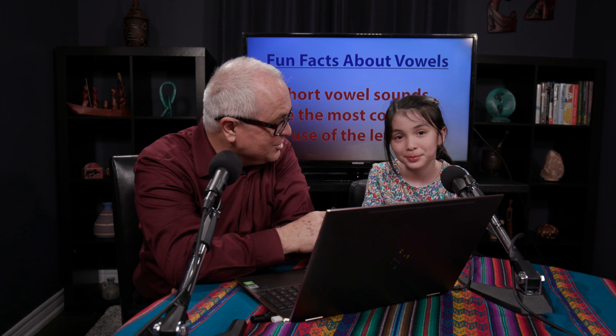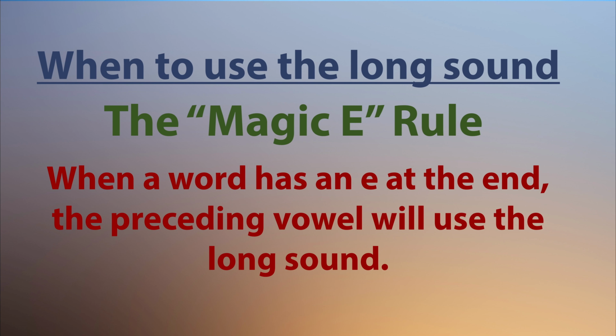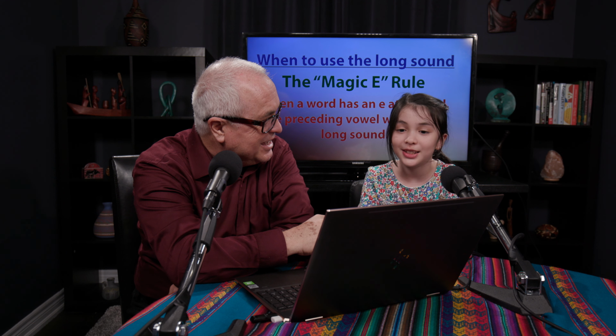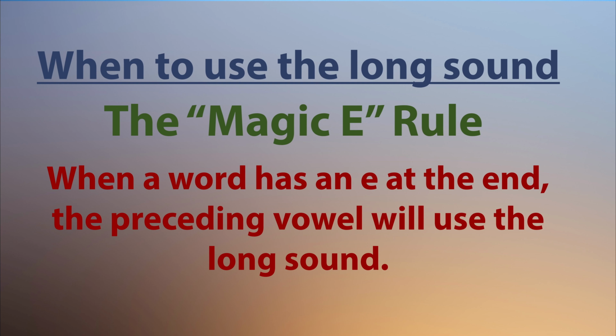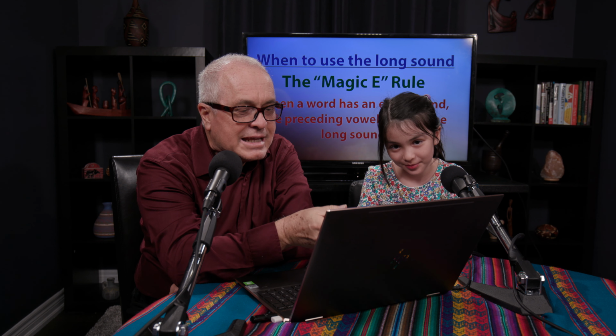I think Anna's just recently learned some of these rules at her school, right? Let's take a look at the first rule. The magic E rule. What's the magic E rule, Anna? It's at the end. When a word has an E at the end, the preceding vowel will use the long sound. Let's take a look at some examples.